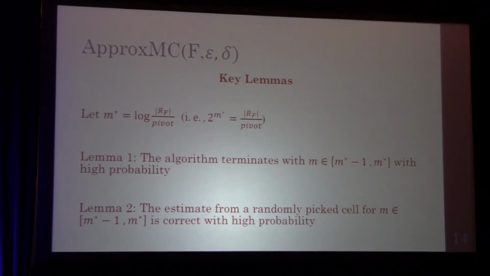And then the second lemma that is very crucial for algorithms that have been based on this initial idea, is that if you stop close to the right value and you get an estimate at that value, your estimate is correct with high probability. So there are two steps. First, to say that this linear scan actually stops at the right point, and second, if you are at the right point, you will always get a correct answer with high probability.